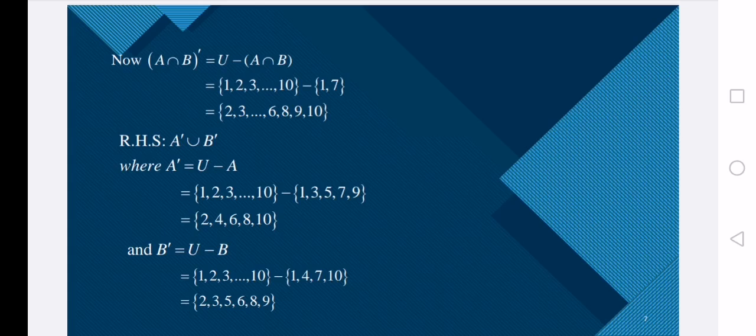So the elements which are in U but not in A intersection B are 2, 3 up to 6, then 8, 9 and 10.